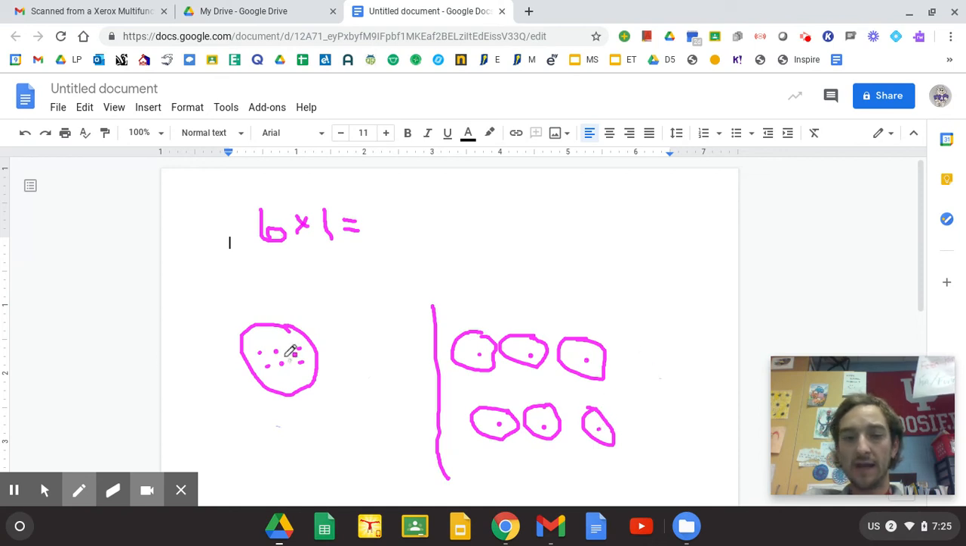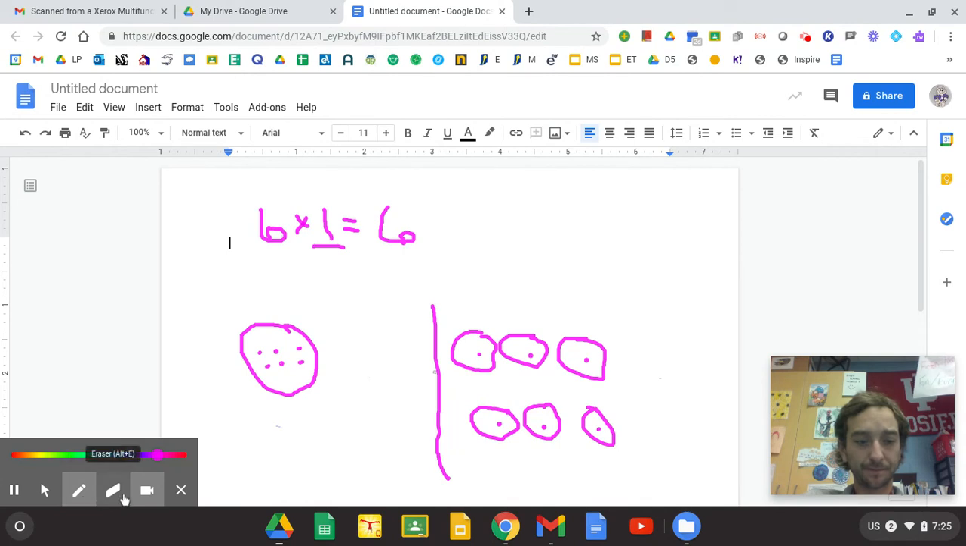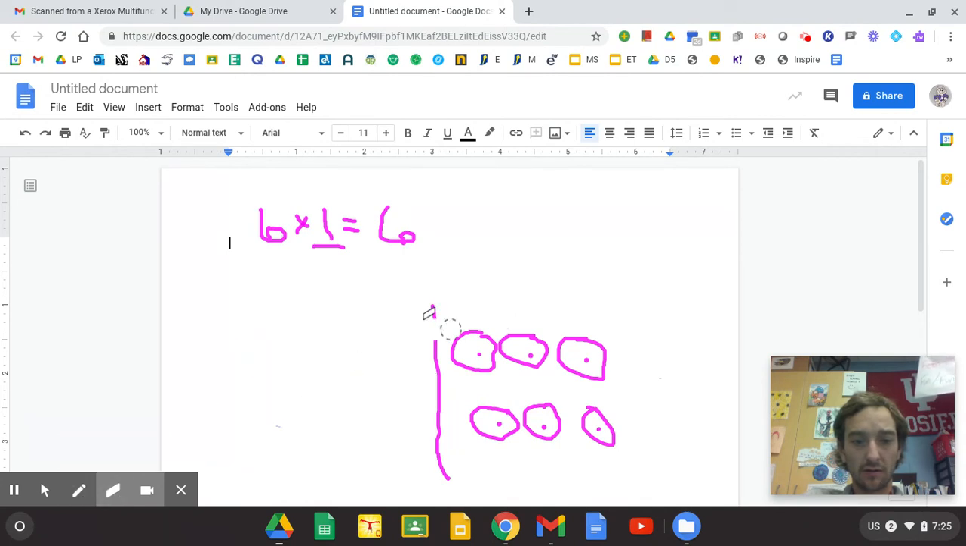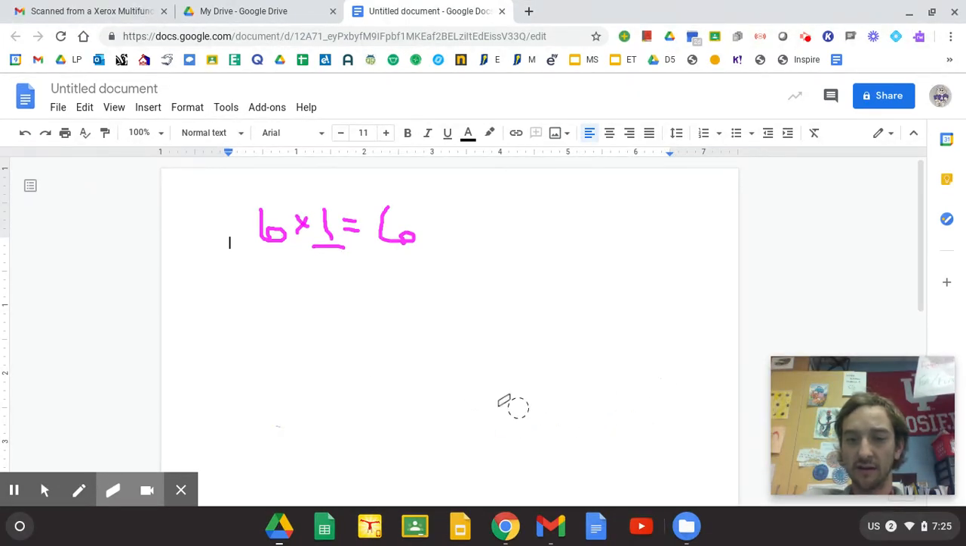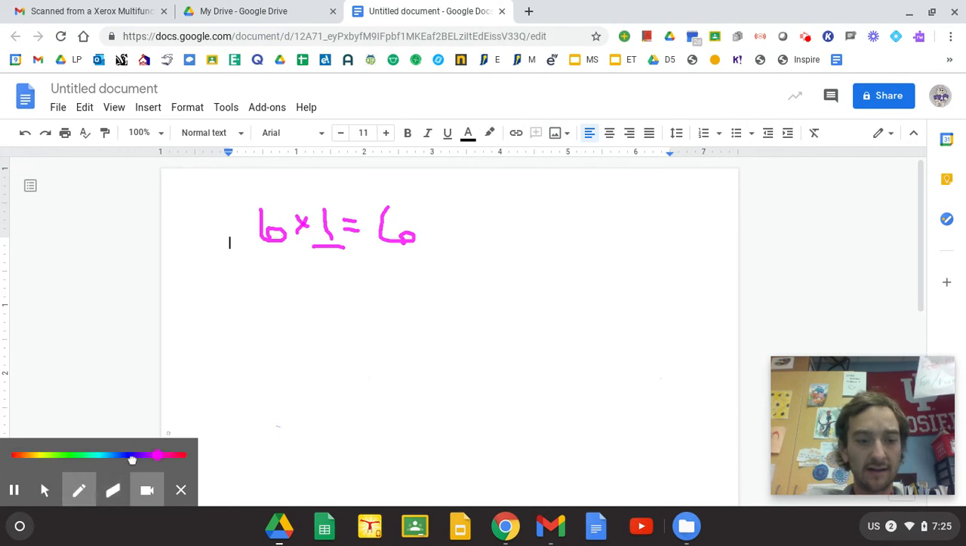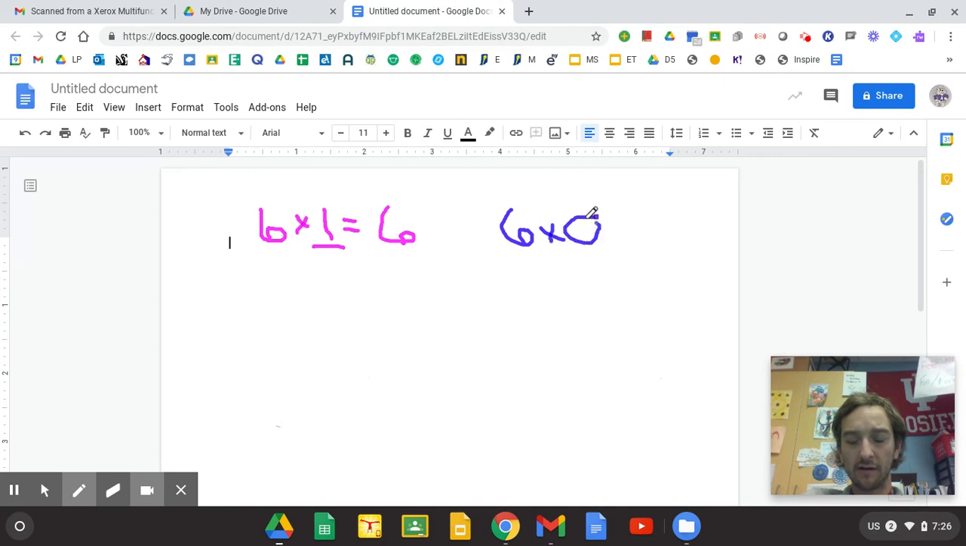Okay. Either way, I'm left with 6, right? There's 6 total here. Count all these, there's 6. 1, 2, 3, 4, 5, 6. So the easiest way is anything times 1 is itself. So these are both very simple. It's just something that you're going to get used to seeing and used to knowing. Anything times 1 is itself. Anything times 0 is 0.